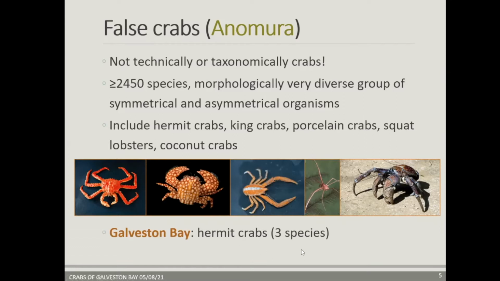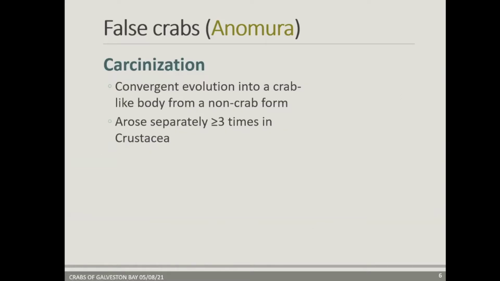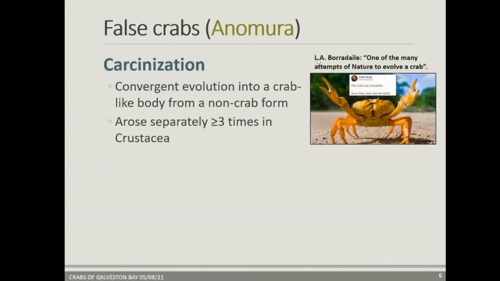In Galveston Bay, we have 3 species of hermit crabs. So they became crab-like, these false crabs, through a process known as carcinization, which is convergent evolution from a non-crab to a crab-like body. And this is interesting because a scientist by the name of Borradaile, in a publication on carcinization, said it's one of the many attempts of nature to evolve a crab.